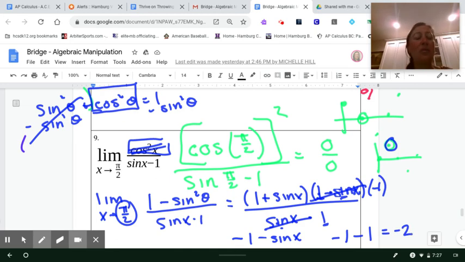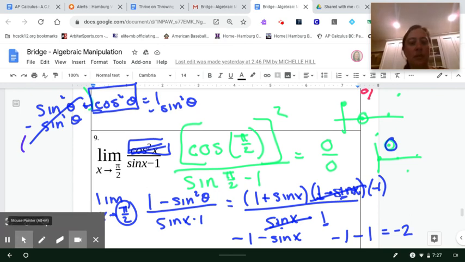So the trig are a little more intimidating, and we'll do much more in class when we get there in September. But we just wanted to introduce you to them.